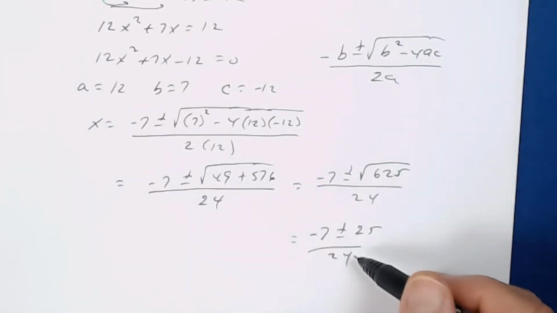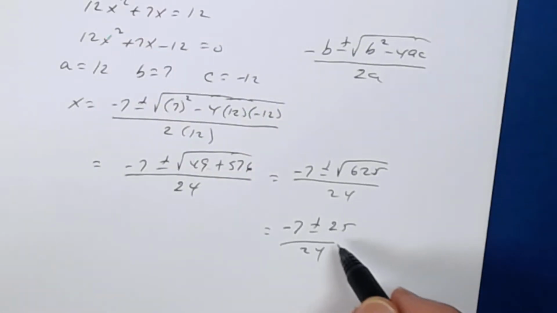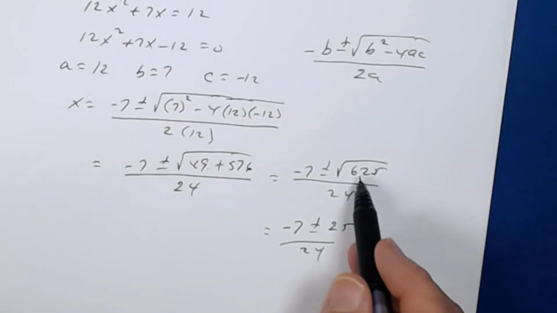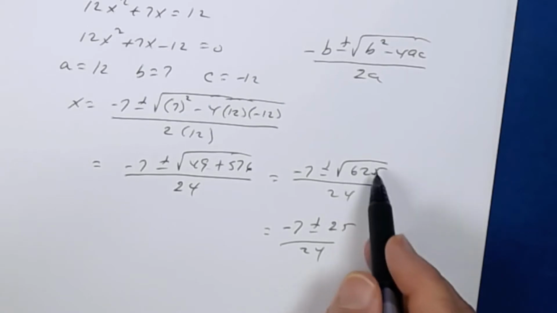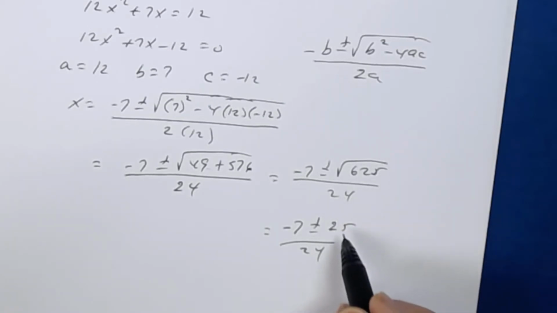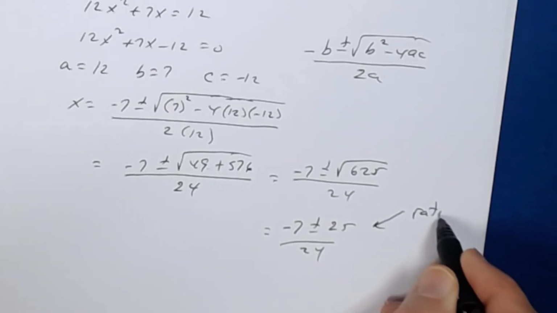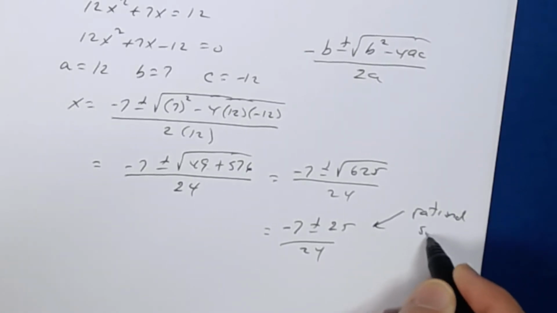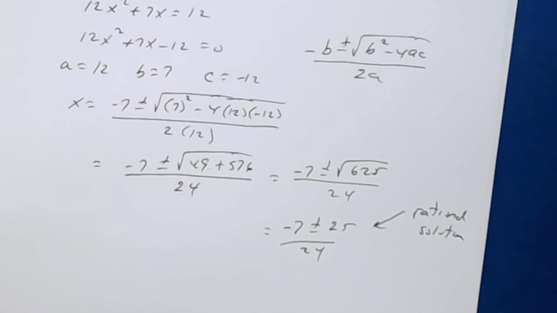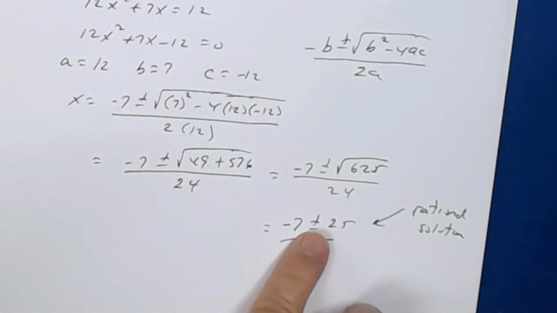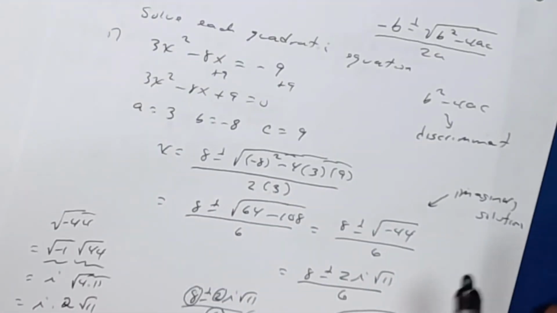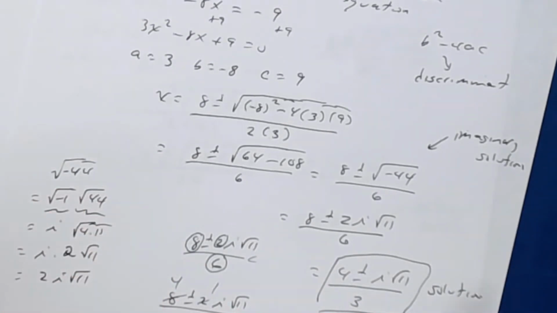So remember from our discussions in previous lessons, since the discriminant, since the radicand is a whole number, I'm going to get rational solutions this time. Rational solutions, so those are going to be real numbers. Remember, real numbers are either going to be rational or irrational. And in number one, my solutions were imaginary. Those were not real numbers, because remember, you can't take the square root of a negative number and get a real number.